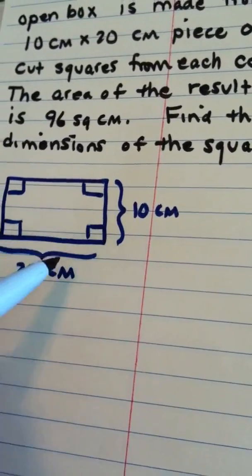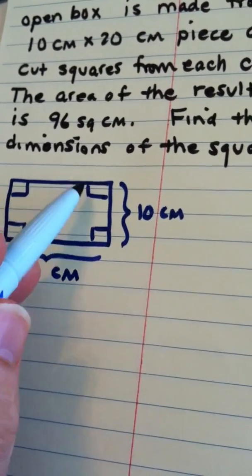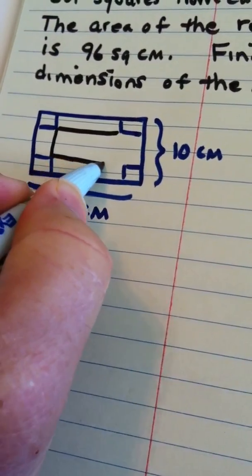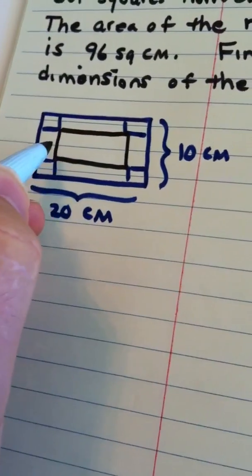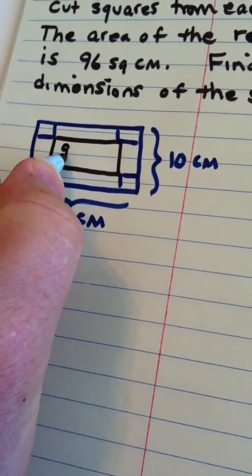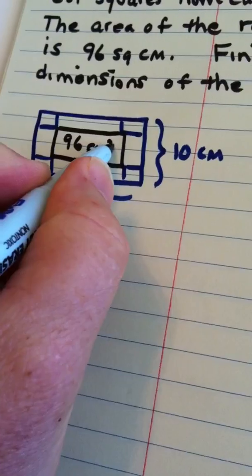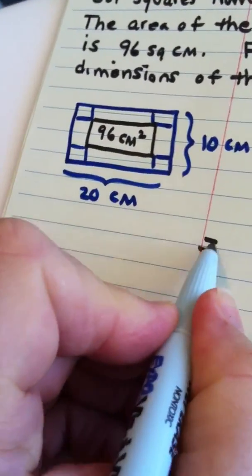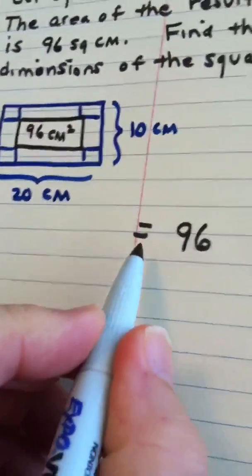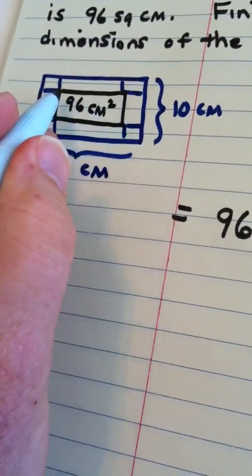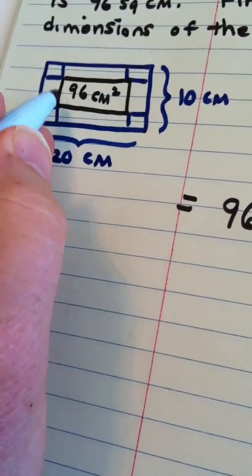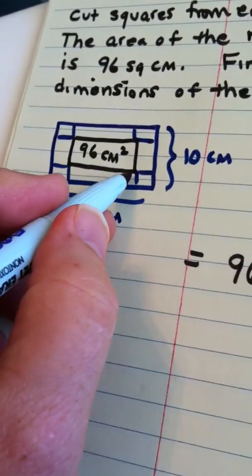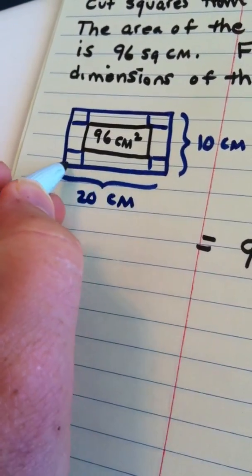This was 10 centimeters to start with. This was 20. We cut out squares. When I do, the bottom of the box, which is still a rectangle, is 96 square centimeters. Now, to find that 96 algebraically, since this is a rectangle, we need to know its length and its width, and we multiply them together to get 96.